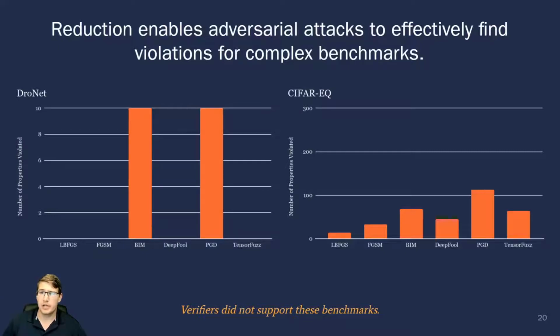On a benchmark of 10 properties for the Drawdown network, similar to the one described earlier, 2 falsifiers were able to find violations for all 10 properties, while the verifiers did not support the Drawdown model at all. Similarly, while none of the verifiers could support the properties over multiple networks for Safari EQ, our reduction enabled falsifiers to be applied in order to find violations for as many as 112 of the 291 properties.